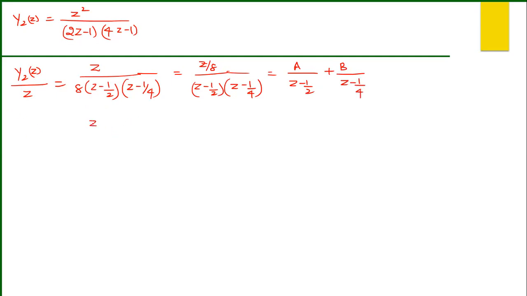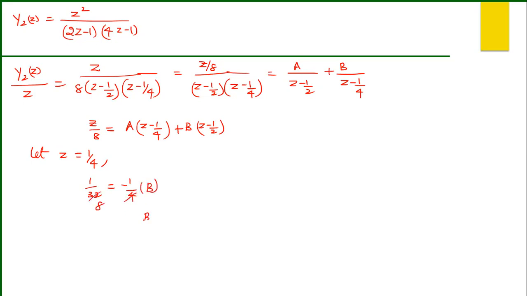Now z by 8 is equal to a into z minus 1 by 4 plus b into z minus 1 by 2. Now let z equal 1 by 4. If you take 1 by 4, this value will become 0. So 1 by 4 minus 1 by 2, so this will become 1 by 4, 1 by 32. 4 8s are 32. 1 by 32 is equal to 1 by 4 minus 1 by 2, that is minus 1 by 4 into b. 4 ones, 4 8s. So what is the b value? Minus 1 by 8.